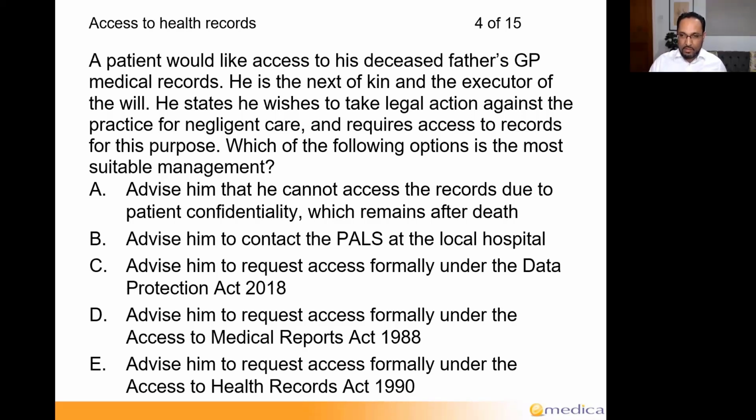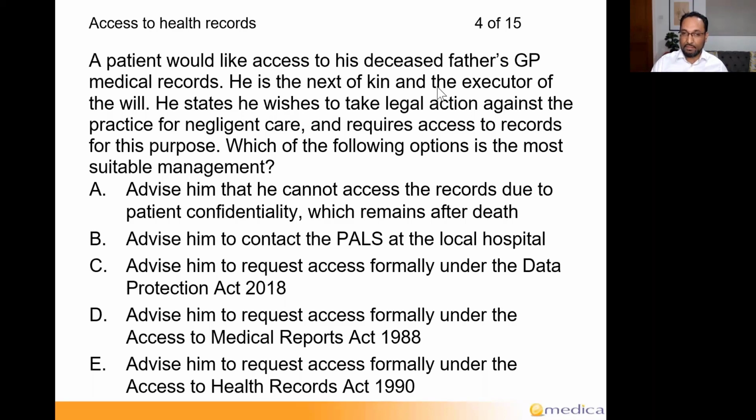Every answer has been picked. The 3 that are most popular are the last 3. So C, D, and E. These are the 3 popular ones, okay? So key thing here is that this patient isn't trying to access their own records. He's trying to access his father's records, and his father has unfortunately passed away.